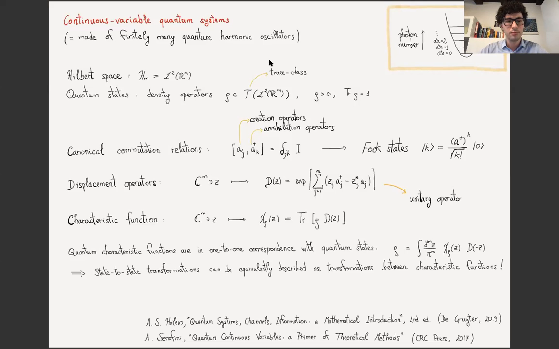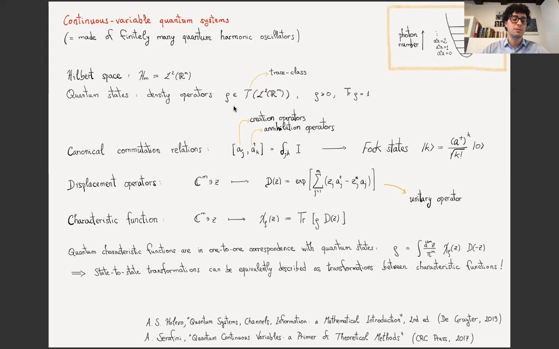If you want to describe this mathematically, you start with a Hilbert space, and the Hilbert space is just L2 of R to the power of the number of modes that you have. If you have one mode, this would be just L2 of R, the Hilbert space of square integrable functions over R. In general, square integrable functions over R^n. Quantum states are just density operators, that is trace class operators on this Hilbert space that are positive semi-definite and have trace 1.